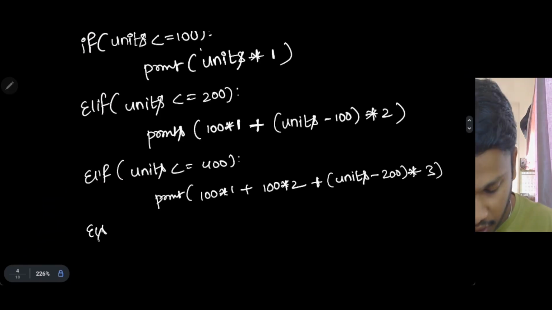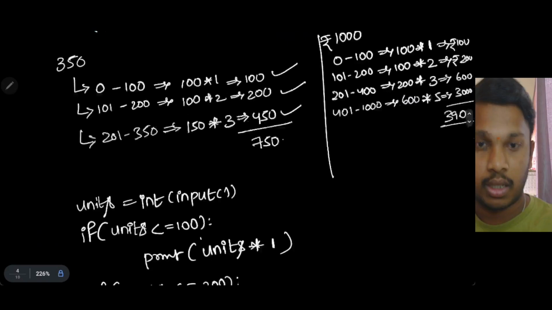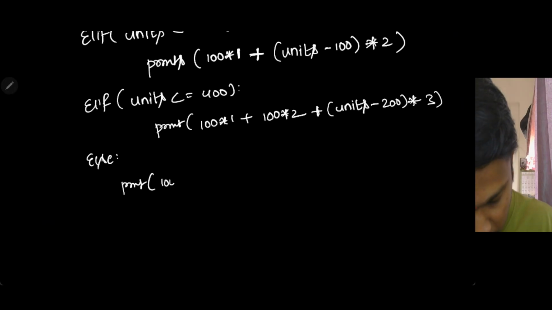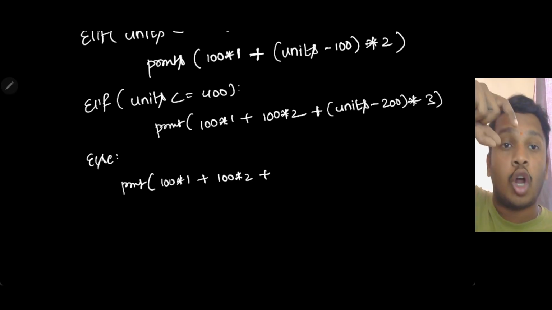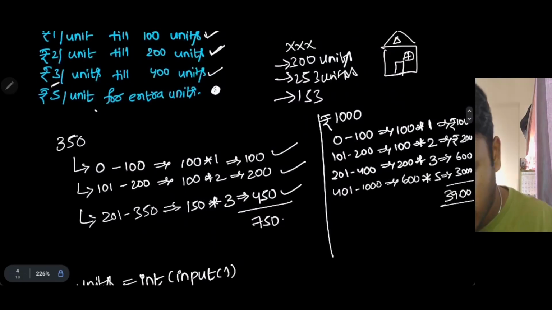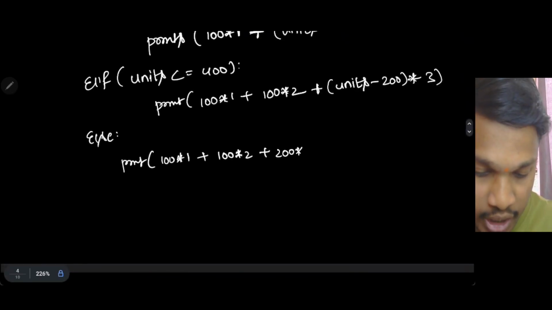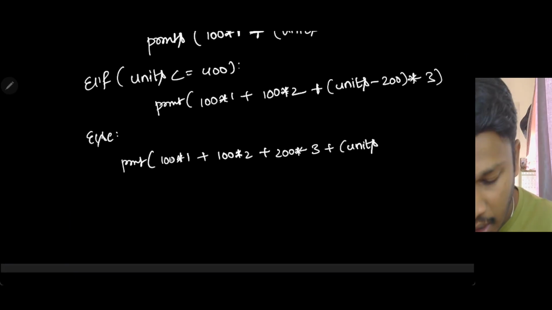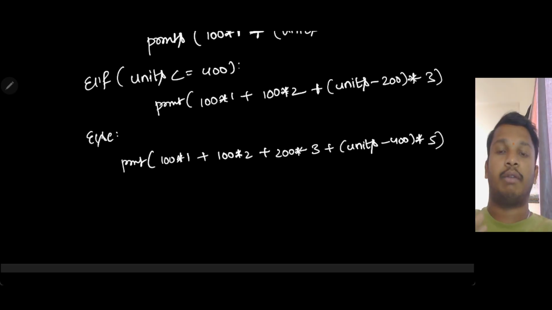Now, the fourth case: if it is more than 400, then only we will come into this case. Then how to pay? Observe carefully. Print first 100 units 1 rupee plus next 100 units 2 rupees. Next 201 to 400, here a 200 units bracket. See here, 201 to 400, 200 units gap. So 200 units into 3 rupees plus units minus 400, until where we have paid 100, 100, 200, total 400, star 5 rupees. This is the way we will calculate the bill.